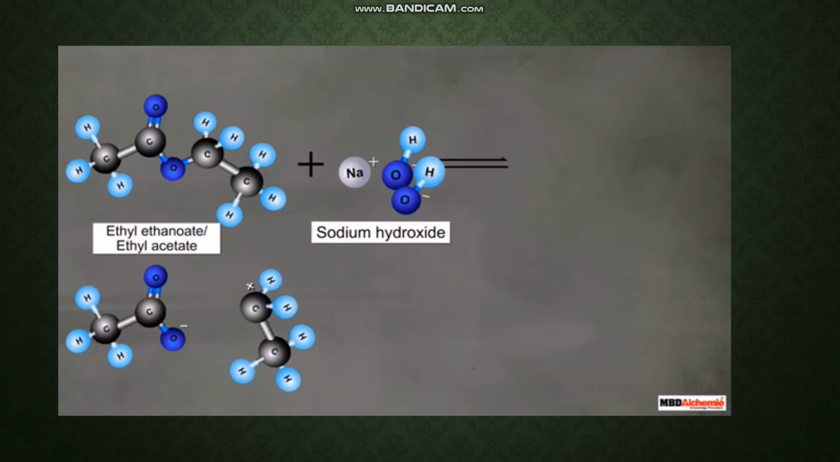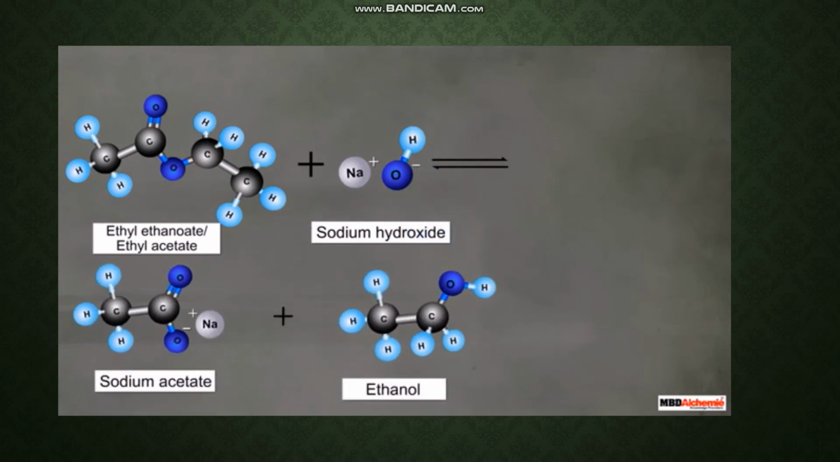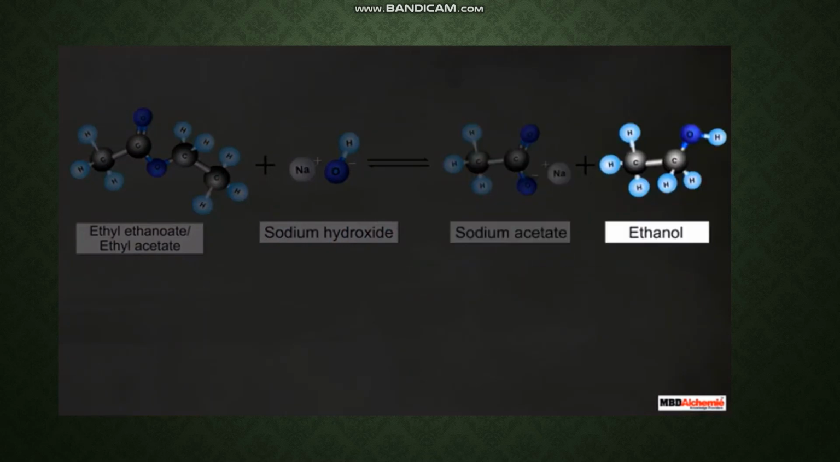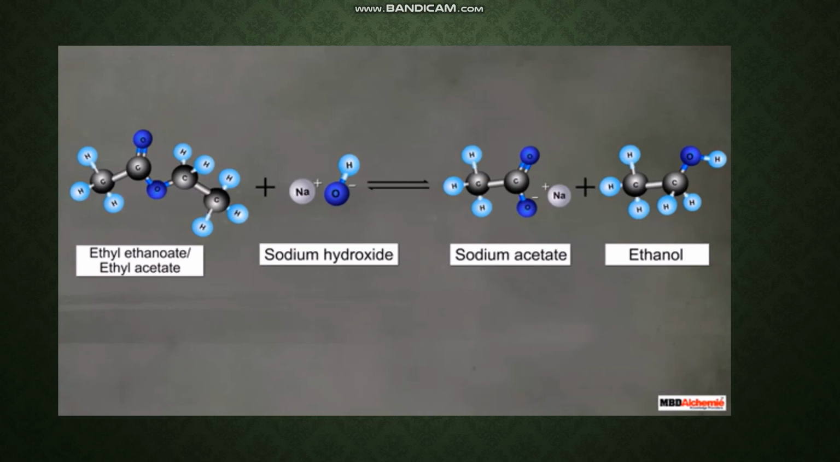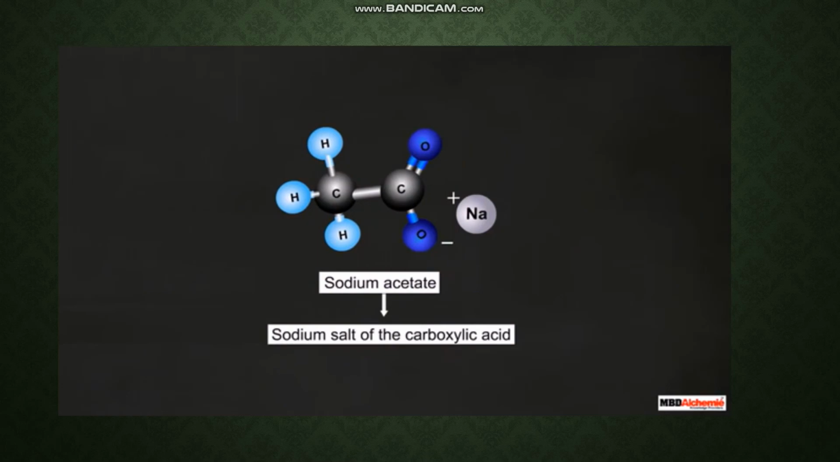Sodium hydroxide reacts with ethyl ethanoate, forming sodium acetate, that is, the sodium salt of ethanoic acid and ethanol. This reverse reaction of esterification reaction is used in the synthesis of soaps. So, this reverse reaction is called the saponification reaction. In a saponification reaction, one of the products is the sodium salt of the carboxylic acid.